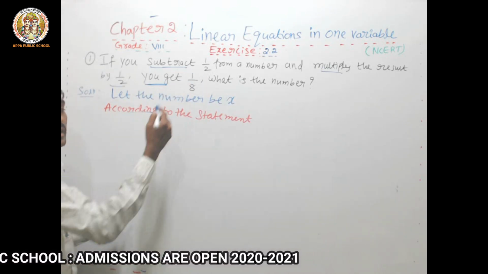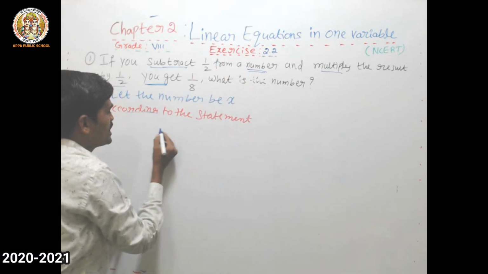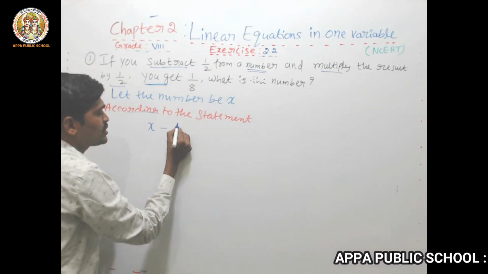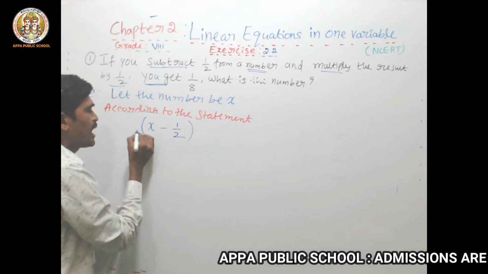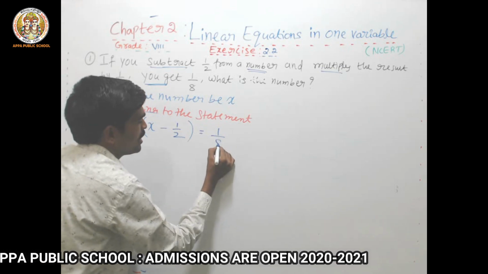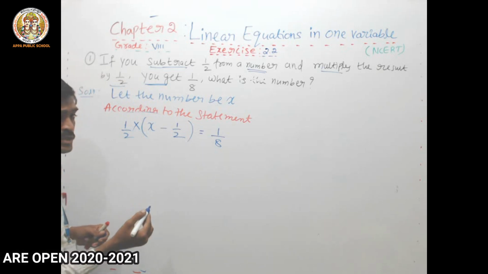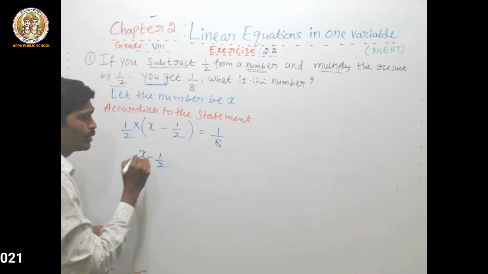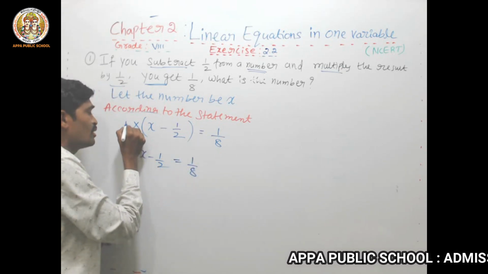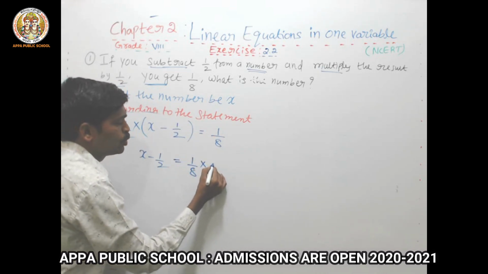See, let the number be x. How to make the statement into an equation is very important. A number we don't know, that's why you have to write x. Subtract, they told, minus 1 by 2. Multiply with 1 by 2, you will get 1 by 8. Instead of multiplication, you can solve without multiplying also. Here x minus 1 by 2, keep as it is on the LHS, times 1 by 2. The multiplicative inverse of 1 by 2: transferring 1 by 2 to the RHS, it becomes 2 by 1.